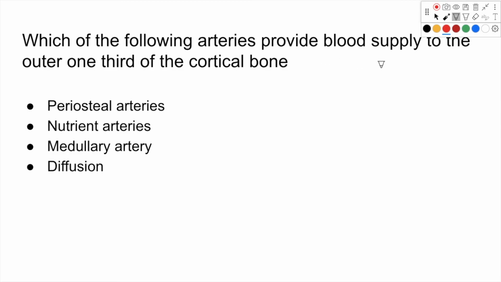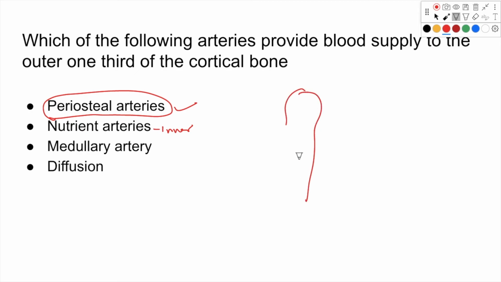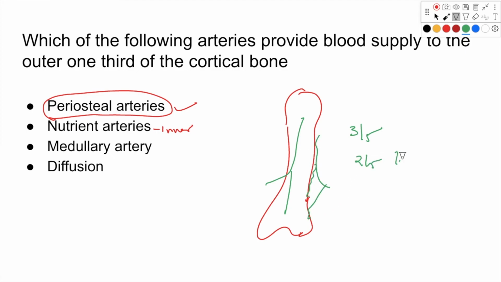Which of the following arteries provide blood supply to the outer one-third of the cortical bone? So we just went through the topic. The outer one-third is supplied by the periosteal arteries, whereas the inner portion is supplied by the nutrient arteries. So to recap, this is a bone. We have the nutrient artery which enters through the nutrient foramen, divides into the ascending and descending branches and provides the inner 3/5 blood supply. The outer portion is supplied by multiple arteries called periosteal arteries, which supply the outer 2/5 or outer 1/3. So the correct answer is periosteal arteries.